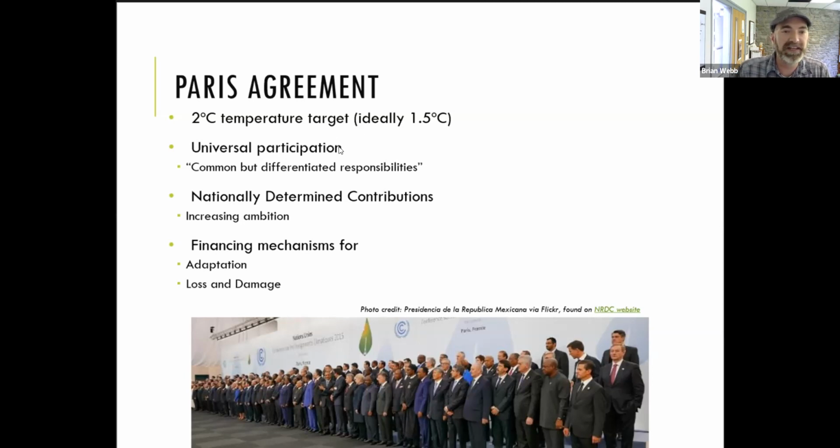Universal participation, like I said, every country signed it, all but 4 have ratified, and all of the major emitters have ratified. Also includes this common but differentiated responsibilities, this idea that some countries are more responsible than others and need to make a better effort. But the cornerstone of the Paris Agreement are these things called nationally determined contributions. What NDCs are, each country that is party to the Paris Agreement brings their nationally determined contribution to the table and says, this is how much we're going to reduce our greenhouse gas emissions by this certain date. So this is our voluntary commitment of what we're going to commit to doing.